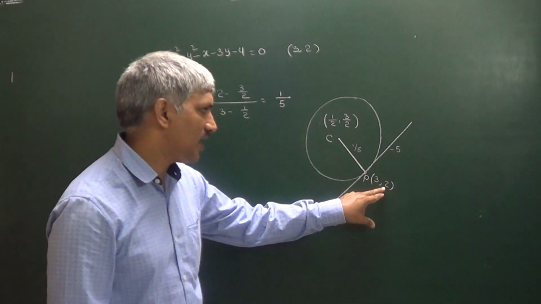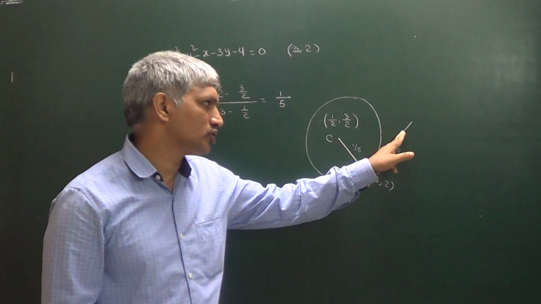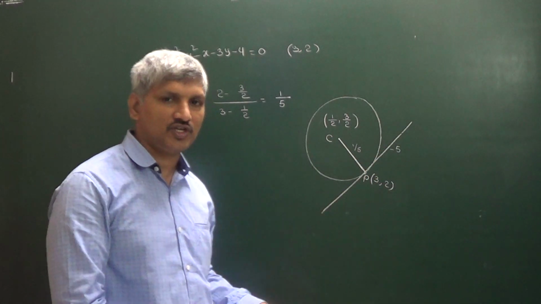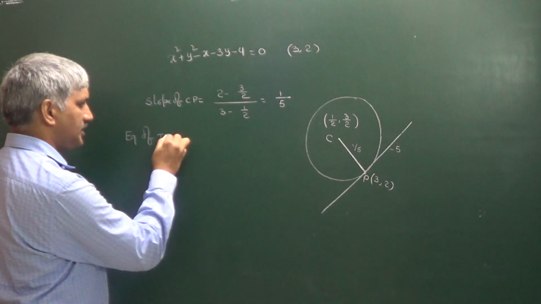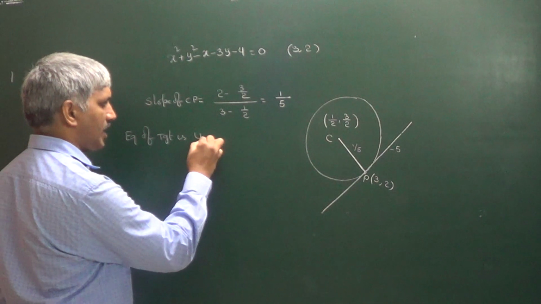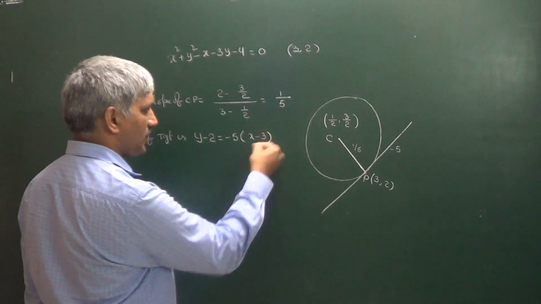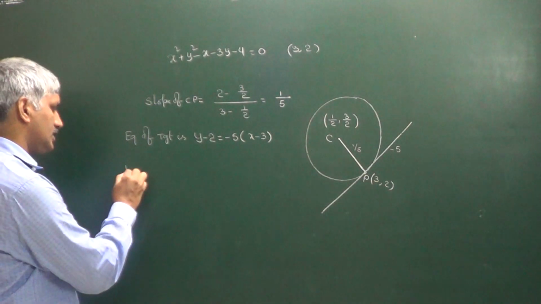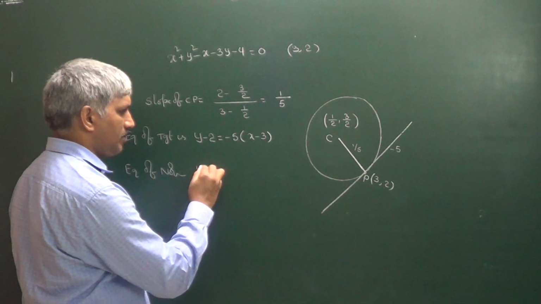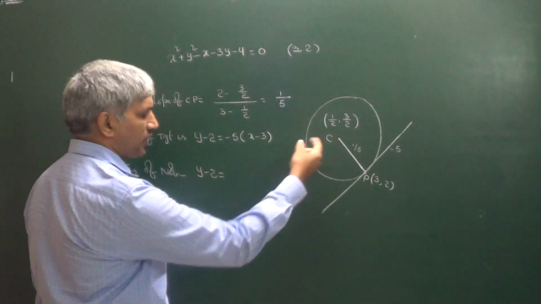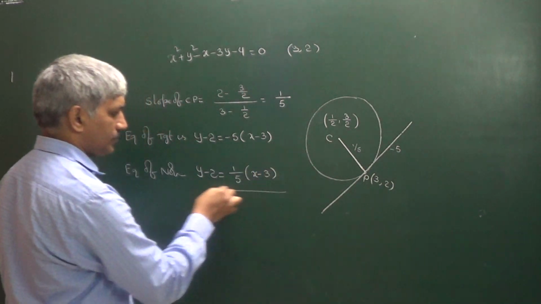Now you know the point and you know the slope, so we can find out the equation of the tangent. So I can write like this. Equation of tangent is y minus 2 is equal to minus 5 into (x minus 3). That is the equation of tangent. At the same time, the normal equation is y minus 2 is equal to the normal slope, which is 1/5, into (x minus 3).